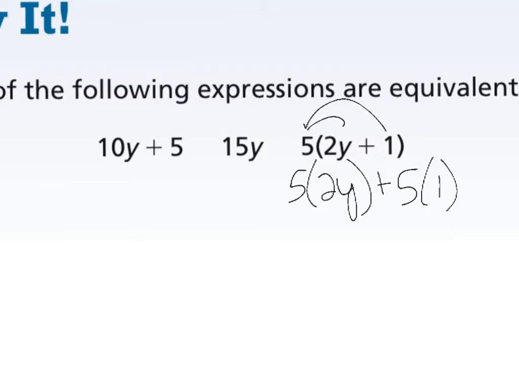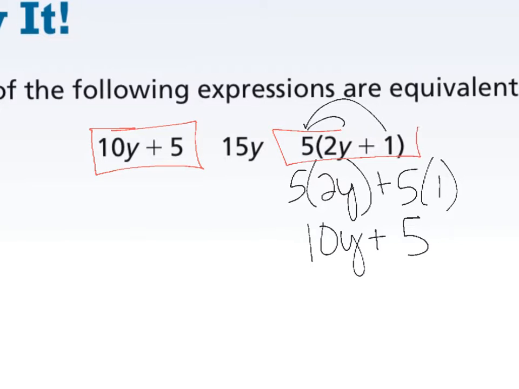A common mistake people make is they multiply to the first term and not to the second term. So when we do this, multiplication happens before the addition, so 5 times 2y would be 10y. 5 times 1 would be 5. We've got 10y plus 5, which is identical to our first expression, which means those are identical to each other. Once again, I could randomly pick a number.